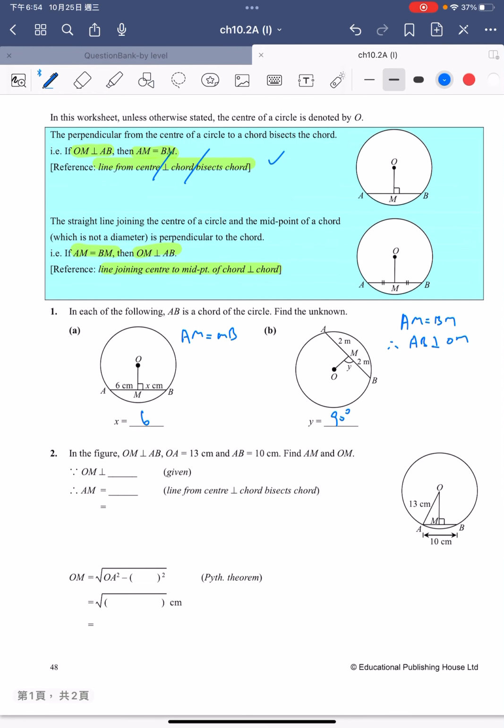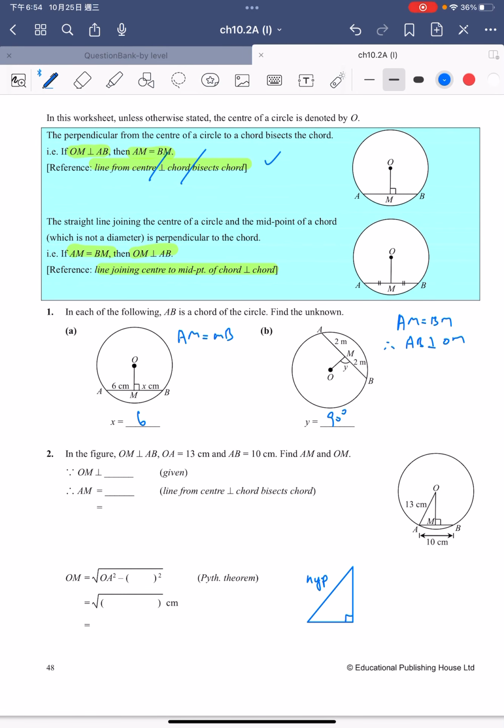For the second one, it's using the Pythagoras theorem. If you don't understand, I will remind you right now. Pythagoras theorem means that you have a right triangle first, and the side opposite to the right angle we call the hypotenuse, and the two other sides are the opposite and the adjacent. Basically, if the opposite is a, the adjacent is b, and the hypotenuse is c, then by Pythagoras we have a squared plus b squared equal to c squared. That's what Pythagoras said.